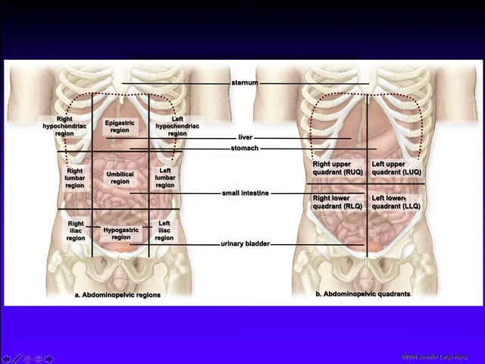And then the left lower quadrant, we've got the descending and sigmoid colon, the small intestine, the bladder. Portions of the reproductive system are also in the left and right lower quadrants, okay? As are portions of the urinary system, but they're covered up by a lot of these organs, okay? Now, why do we care? We care because if we use these regions or these quadrants to describe where a patient's problem is located, we have an idea of what organ is messed up, okay?